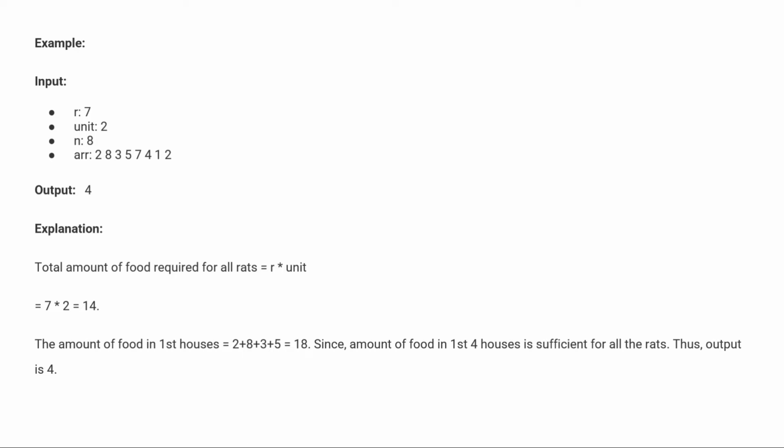Now here you can see these are the rats. Each rat requires two amount of food. There are 8 houses, and each house will have some amount of food. Here the output is 4. How have they reached this output? We want to know how much food we need to feed all the rats. We have 7 rats, and each rat requires 2 amount of food, so that means 14, and we have 8 houses, each house has some food.